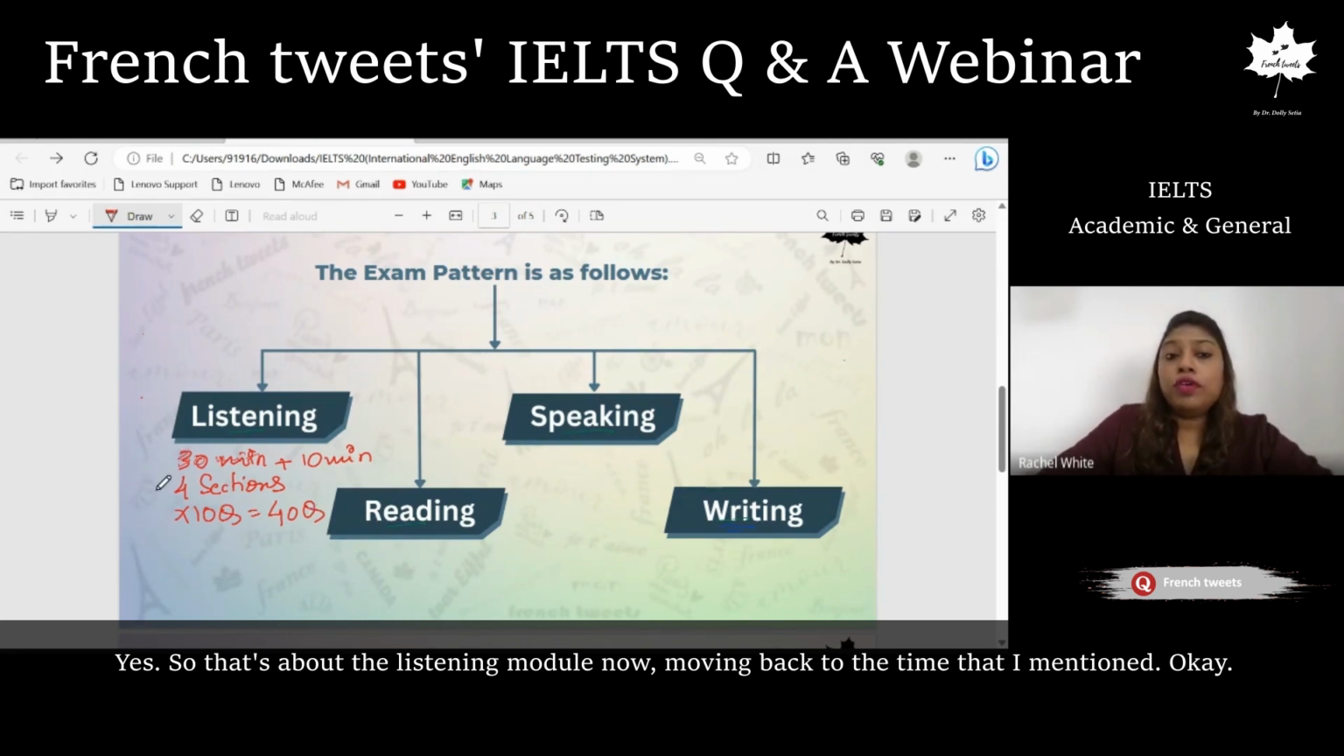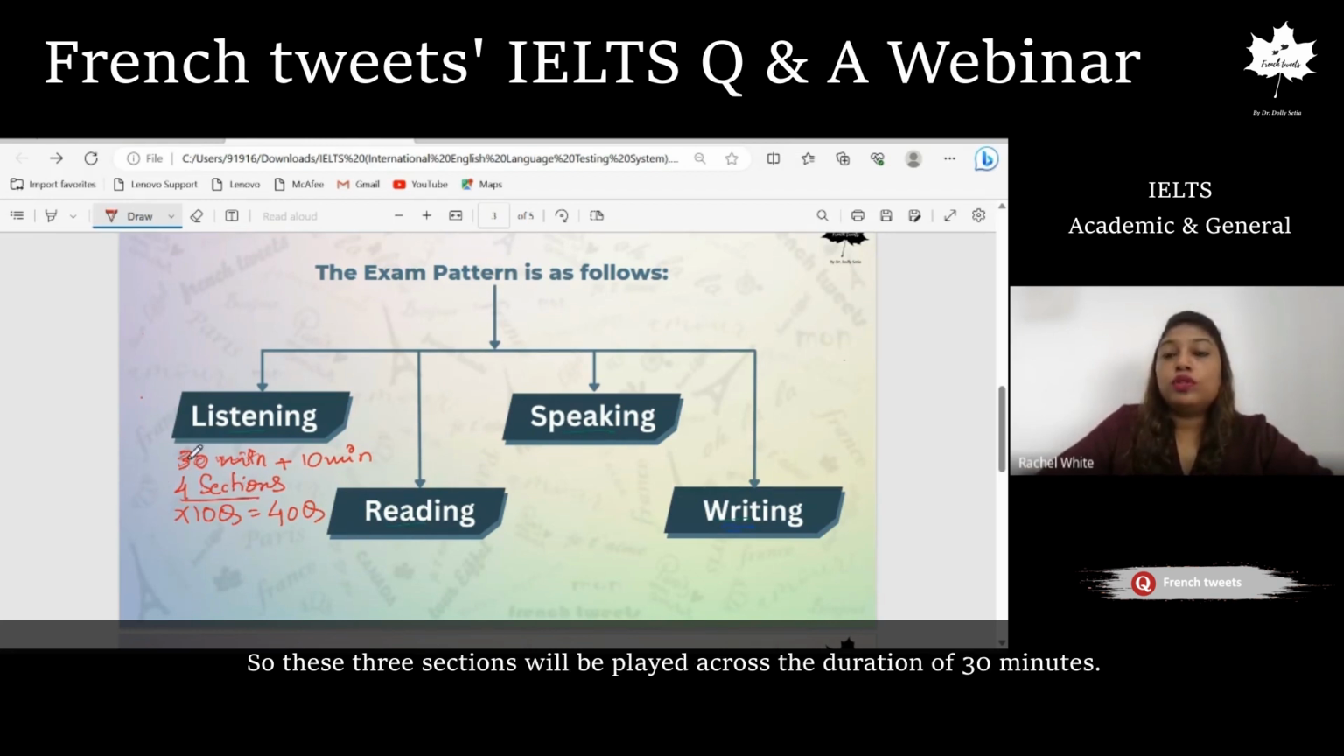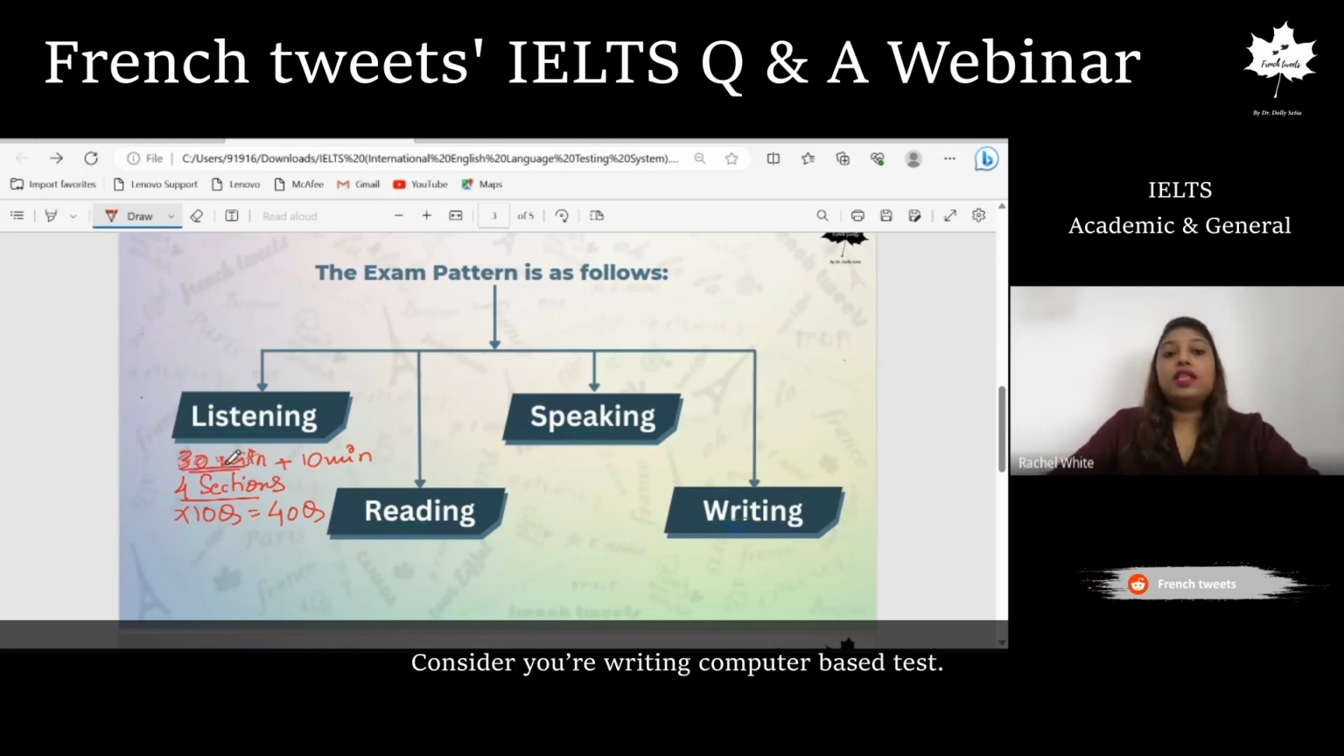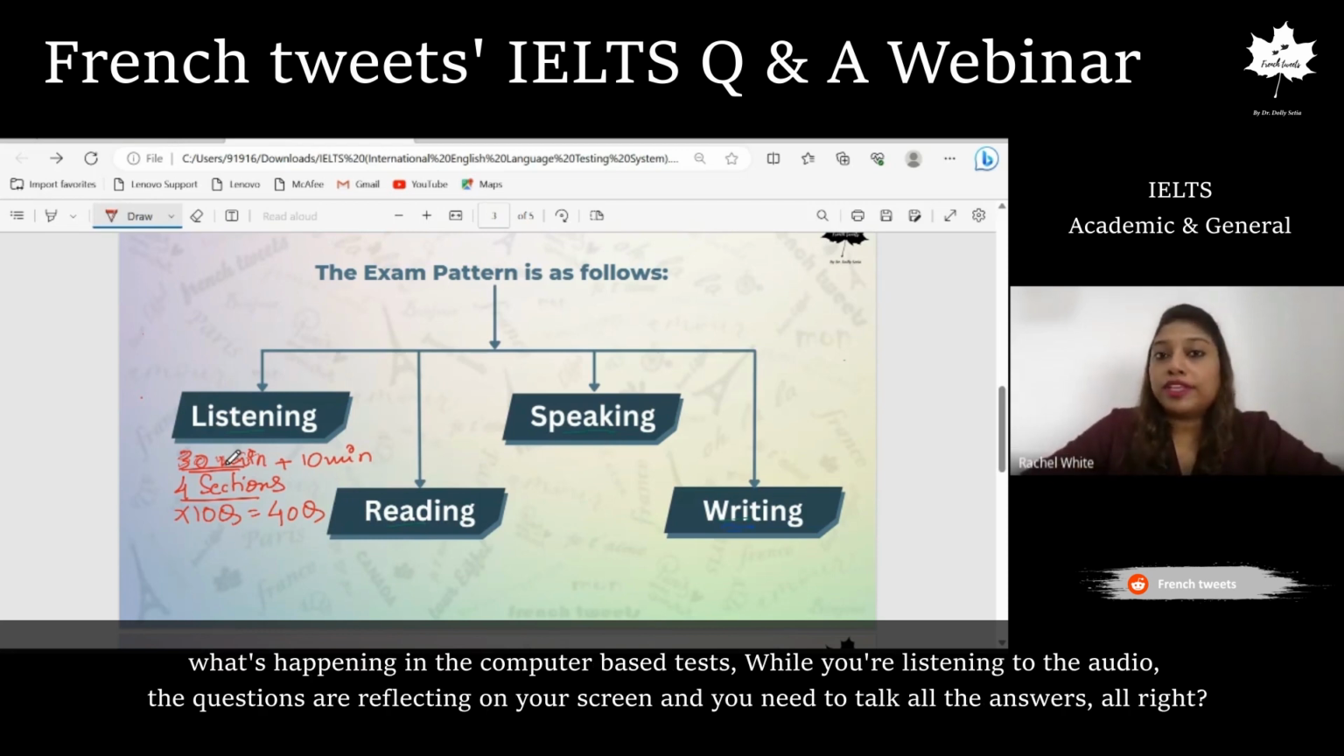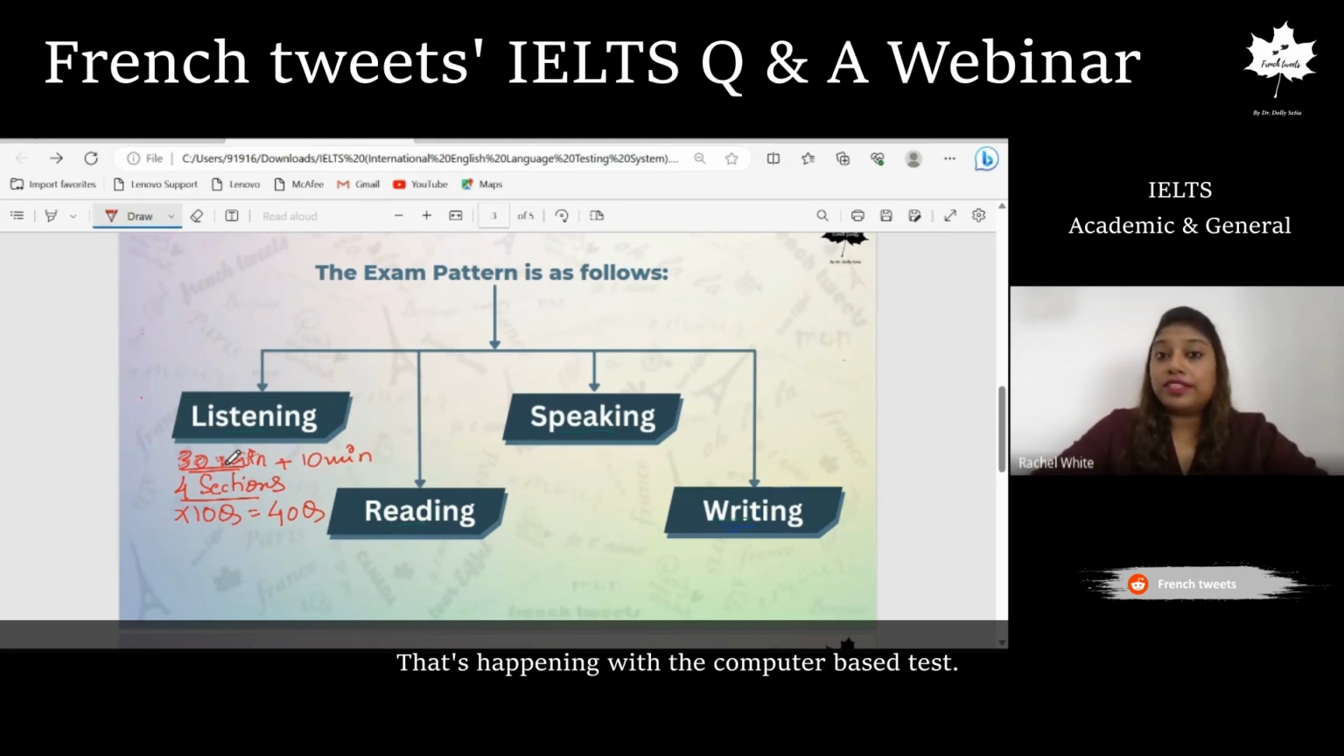Now, moving back to the time that I mentioned, these 3 sections will be played across the duration of 30 minutes. Fine? Now consider you're writing the computer-based test. What's happening in the computer-based test? While you're listening to the audio, the questions are reflected on your screen and you need to type out the answers.